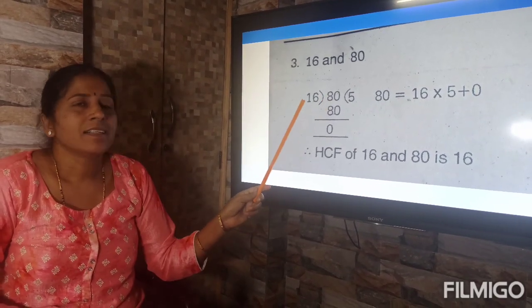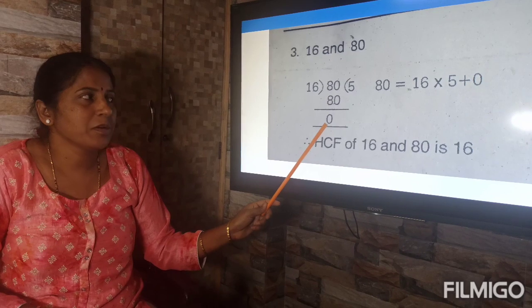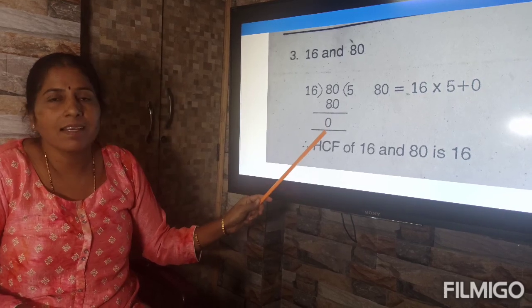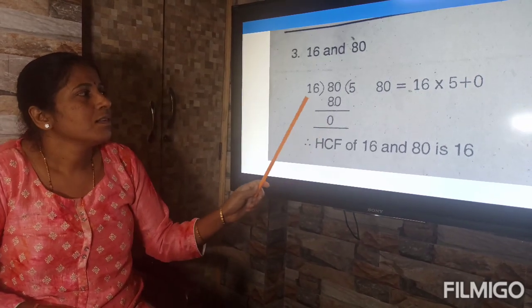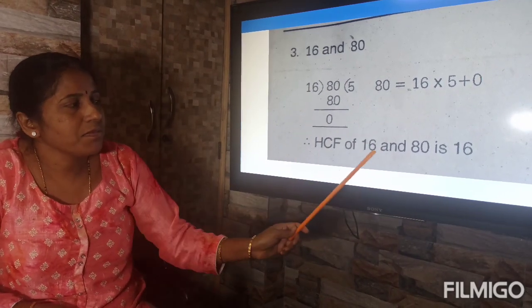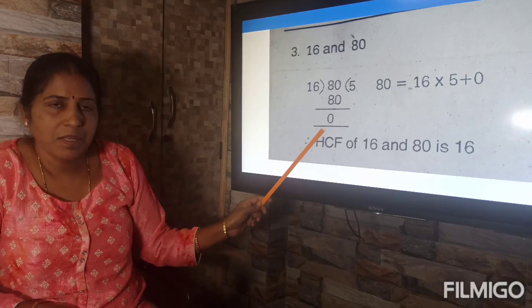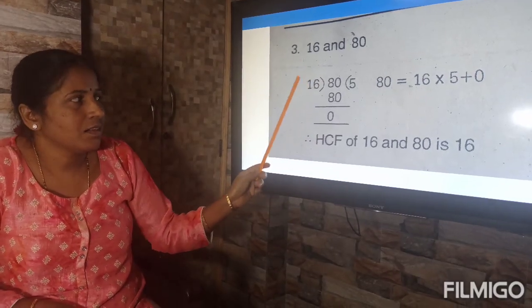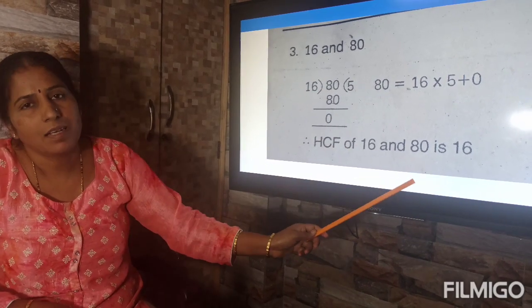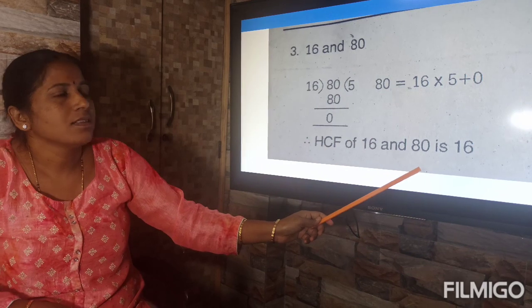Here, 80 divided by 16, 16 5s are 80. We will get 0 remainder. 16 5s are 80, 80 and 80 subtract. By simplifying we will get the 0 remainder. Therefore, this 16 is the HCF of both the given numbers. In which step the remainder is 0, that divisor will be there, no? That is considered as the HCF of both the numbers. Therefore, in this sum, for 16 and 80, the HCF is 16.